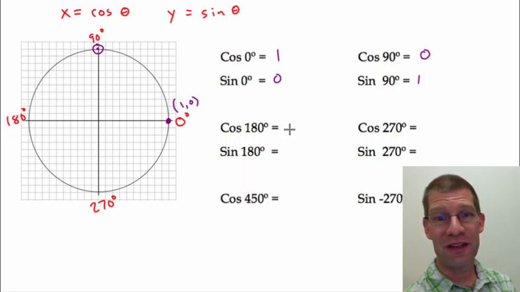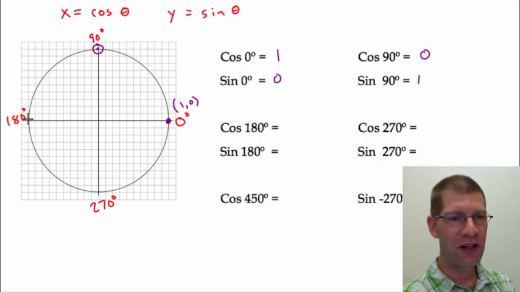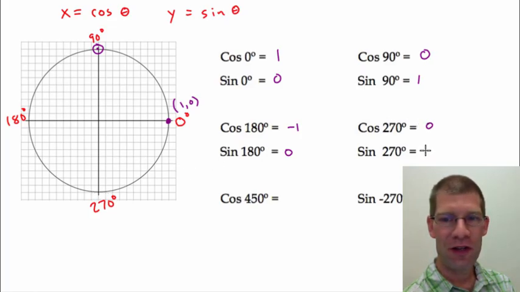Alright, hopefully you did the work. So cosine of 180, we're over here. So the x value there is negative 1. Sine of 180, same spot. The y value is 0. 270 is down here, so cosine is the x value of 0. Sine is the y value of negative 1.